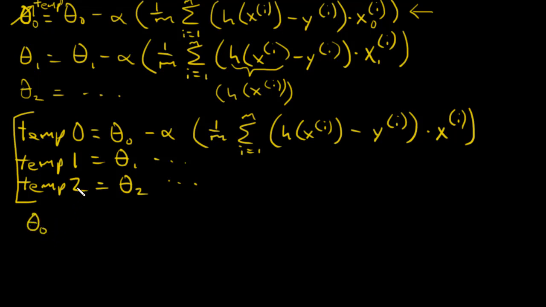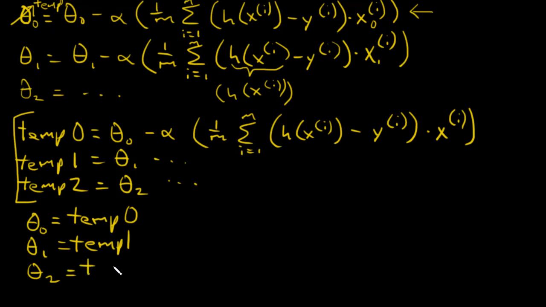Theta 0 as a block after I've done all my calculations. Theta 0 gets temp 0. Theta 1 gets temp 1. And theta 2 gets temp 2. And so forth for the entire block. So I do all of these assignments to temp variables as a block in my code, and then I move down to all of these updates to my theta values. Because I've finished all of these calculations, now it's safe to update them all at once. That's the correct way to implement it in your code.